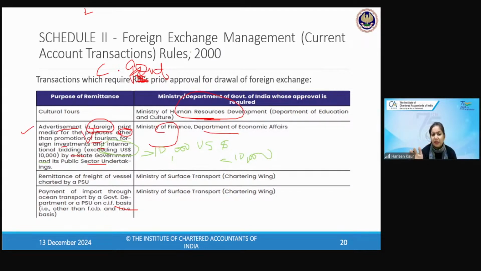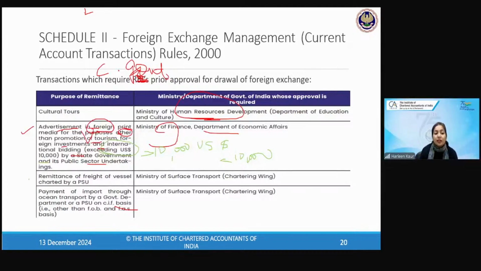Archana, international bidding means any kind of investments you're doing over there, or like we have auction sales over here and you're inviting the bids. Now you're doing it internationally. So in case of a state government and public sector undertakings, if they are doing it, then the approval is required. If the central government is doing it, Swati, then no approval is required.